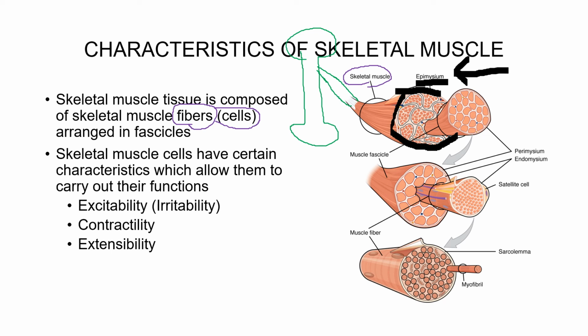So epi, if you just go back to our prefixes from, we probably covered this around chapter 3 or 4, means over or above. If you remember the epidermis, that's a great example. The epidermis is the layer of skin above the dermis. So that's what we're talking about here. The epimysium is kind of above or on top of the entire muscle. All right, so let's clear that out and take a look at what's inside of the muscle.